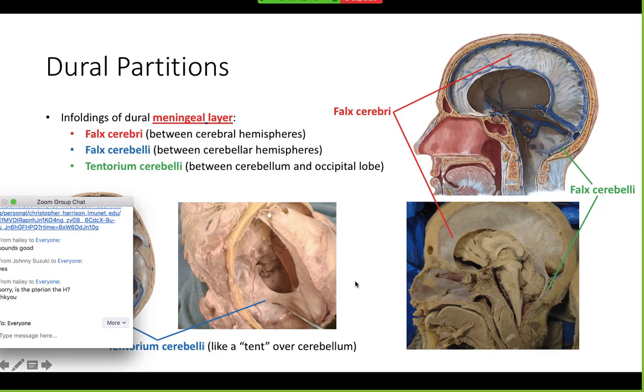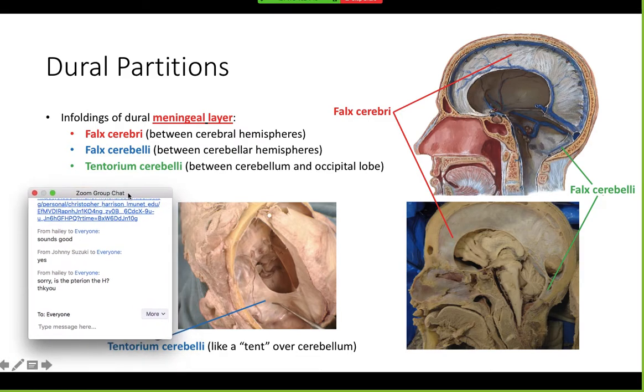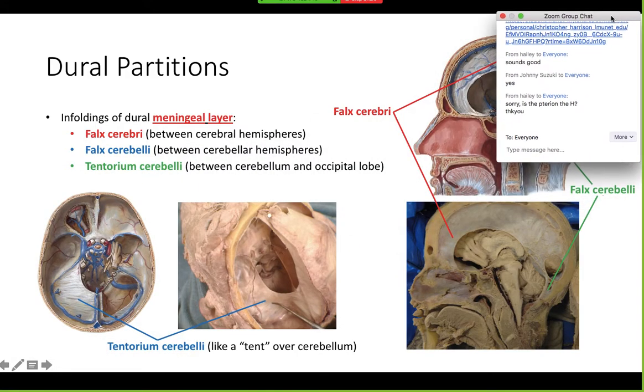And then a tentorium cerebelli sits on top of the cerebellum, and it divides the cerebellum from the occipital lobe of the cerebrum. I don't know if anyone has been able to remove the skull cap with the dura intact, but if they have, then that's something that you'll probably see tagged on your practical.